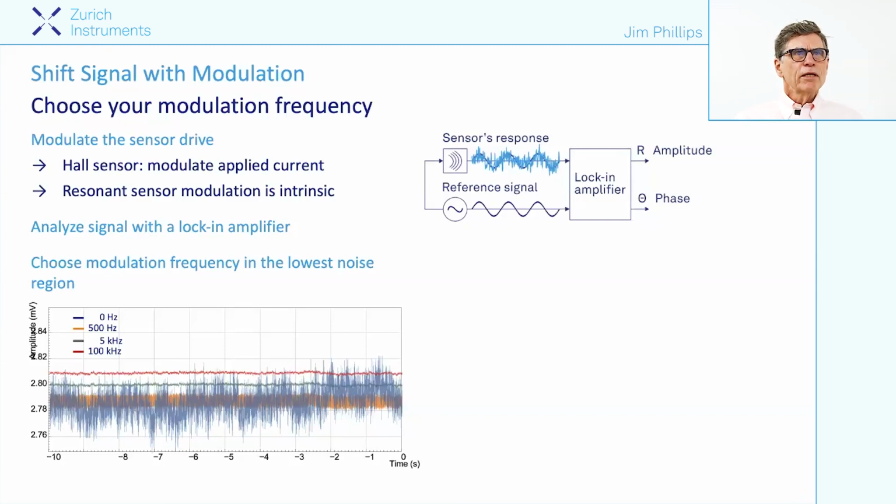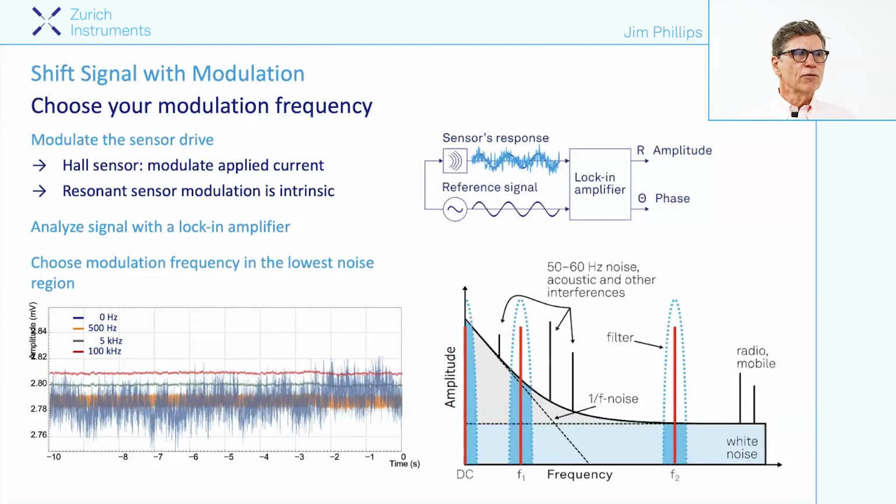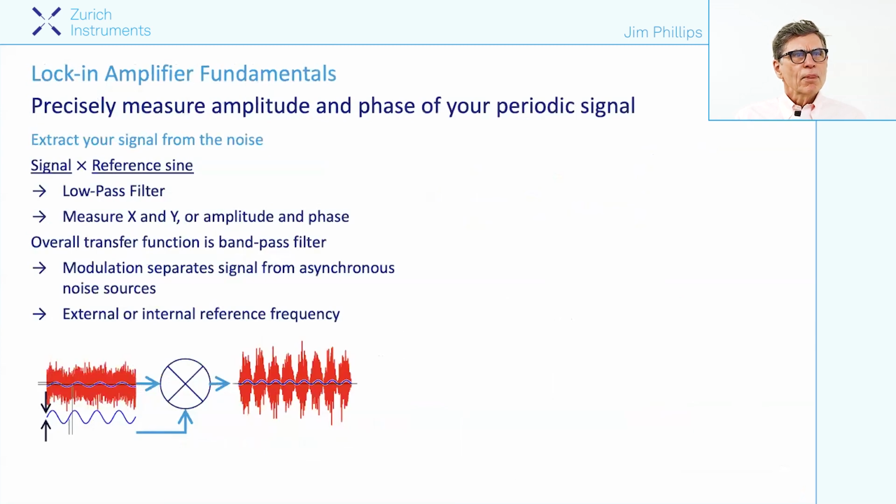And then if we manage to get the frequency right, then instead of the blue fuzzy signal at the bottom, which shows the noise you get measuring at DC, we can get something more like the little red curve, which is measuring at a higher frequency, where we're out in that nice white noise region where the noise is fairly low and flat. Now, how does a lock-in amplifier do this?